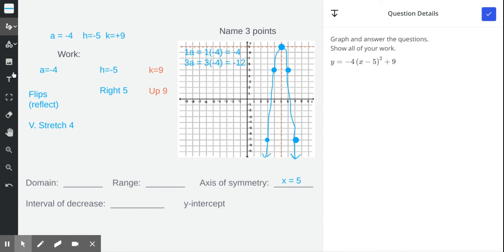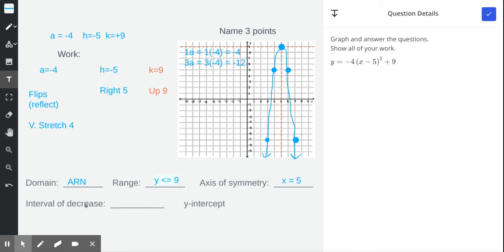Now let's start answering questions. My domain, as you know, is all real numbers. The range is a y question. It has to do with my y vertex. The vertex is up here at 9. And in this case, it's going down from there. It's all below the floor.